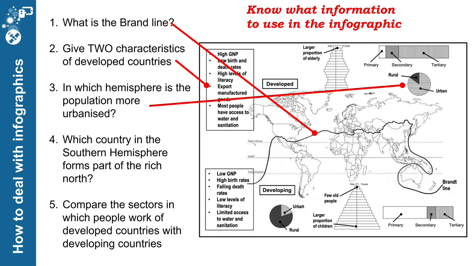In which hemisphere is the population more urbanized? We can get that question from the little pie graphs, from the graphs that are given. Which country in the southern hemisphere forms a part of the rich north? So I'm going to look south of the equator for that answer, and it's got to be north of the Brandt line, and the answer there would be Australia. Then compare the sectors in which people work in developed and developing countries, and that answer I can get from that little table showing me primary, secondary, and tertiary activities, and in that way I could then answer all the questions in the infographic.